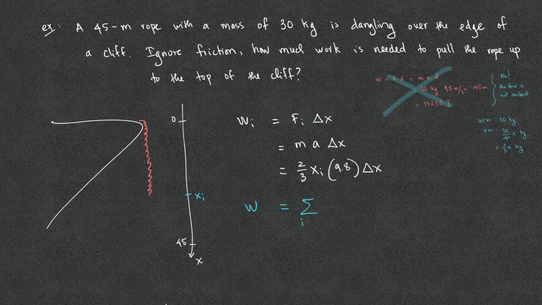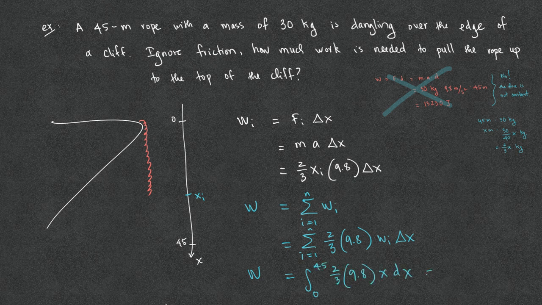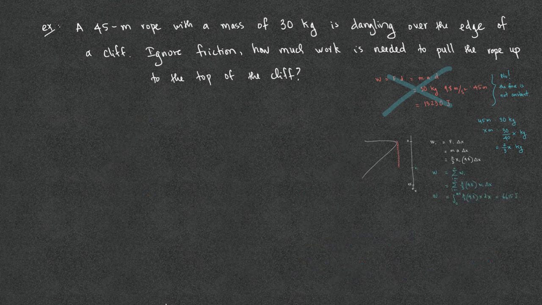The total work is the sum of all of these wi. This total work is a Riemann sum, so as n goes to infinity, we end up with a definite integral. We add up all of the delta x from x equals 0 to x equals 45. The total work is 6,615 joules.